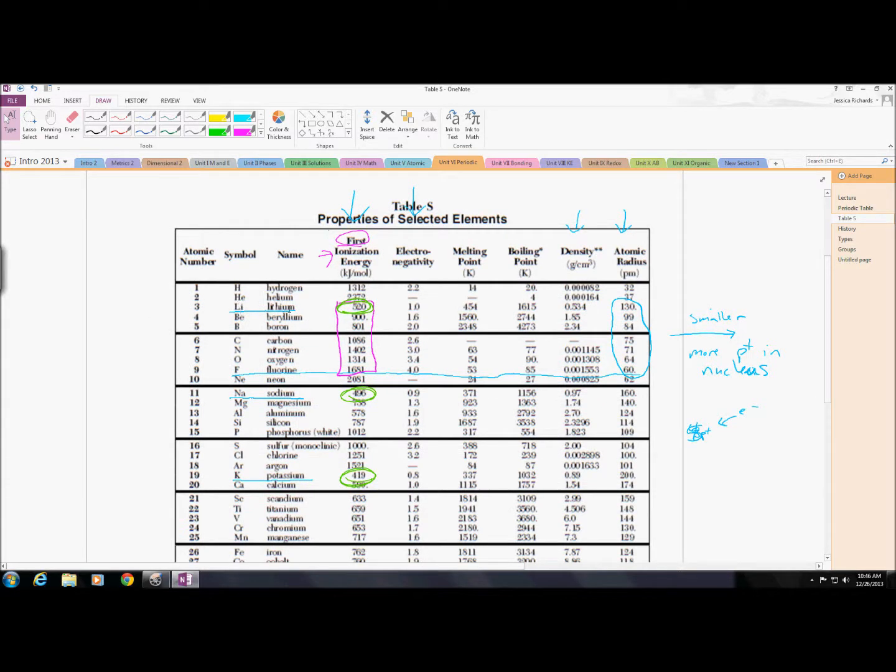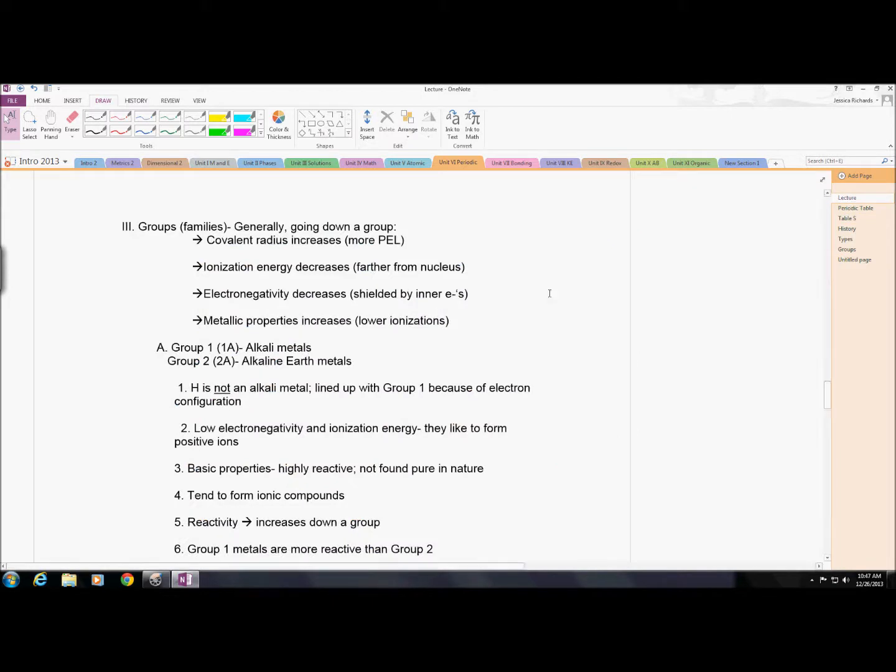Again, you have to be careful with groups because you're going to skip. So group 1 is lithium, sodium, potassium, etc. If they want metals, try to use group 1 or 2. If they want nonmetals, use group 17, the halogens. So fluorine, chlorine, bromine, they'll give you the best trends.